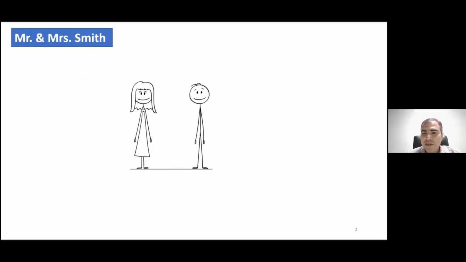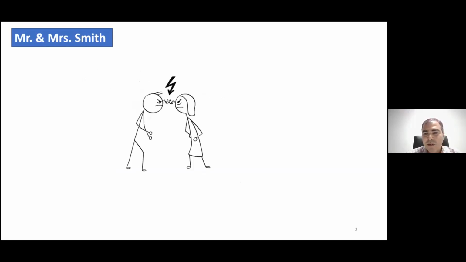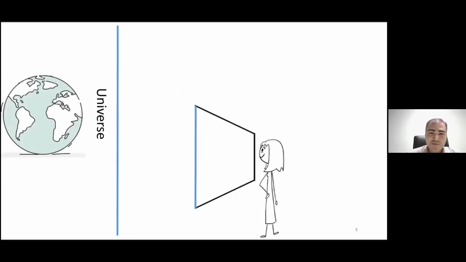So, as a starting point for our discussion, let me introduce you Mr. and Mrs. Smith. They have just got married. But this couple keep quarreling over looking at the universe and life, which has endangered their married life and can eventually lead them to divorce.